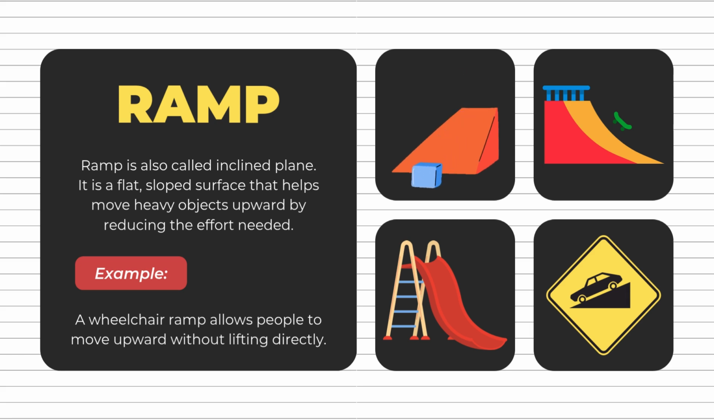Second is the ramp. A ramp is also called an inclined plane. It is a flat, sloped surface that helps move heavy objects upward by reducing the effort needed. For example, a wheelchair ramp allows people to move upward without lifting directly.